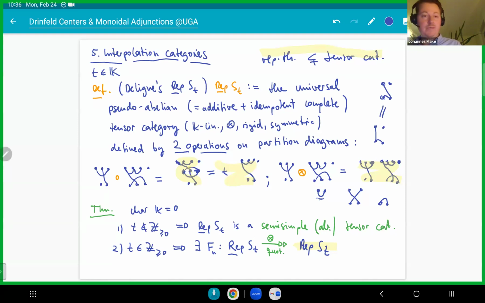But they do not come from any group. They don't come from any Hopf algebra. So there is no fiber functor to vector spaces or super vector spaces or anything like that in characteristic 0 here. So these are some of the first instances of tensor categories that are not representation theoretic in the sense of the word.